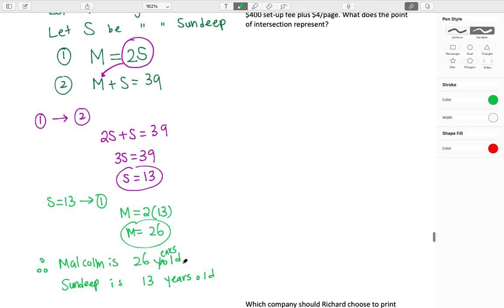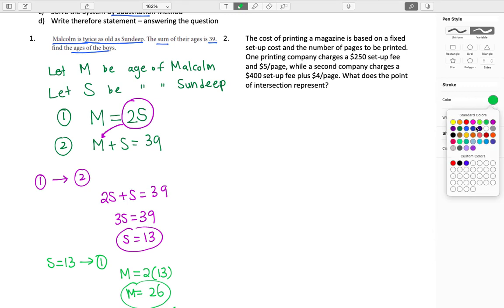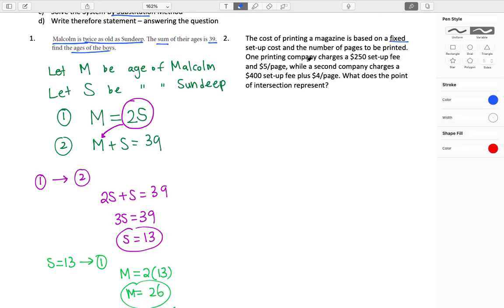Okay, sorry. Now, what about question number 2? I will help you set up the equation, and then the substitution is exactly the same method. The cost of printing a magazine is based on a fixed setup cost and the number of pages to be printed. One printing company charges a $250 setup fee and $5 per page, while the second company charges a $400 setup fee plus $4 per page. What does the point of intersection represent here?